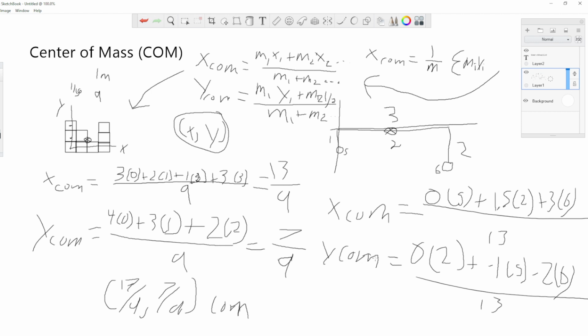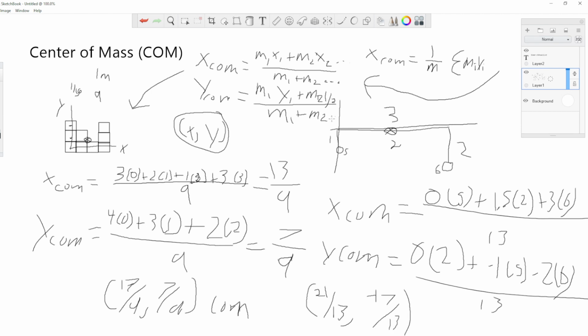3 plus 18, so you get 21 over 13 for your x center of mass, and then you should get a negative for this one. You get negative 5 minus 12. So you get negative 17 over 13.